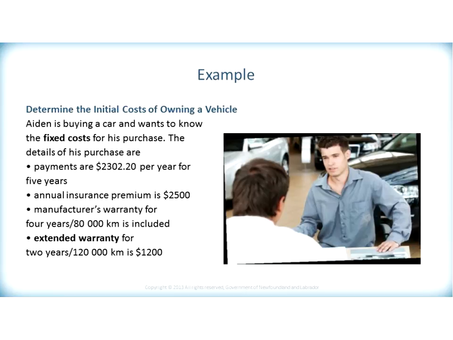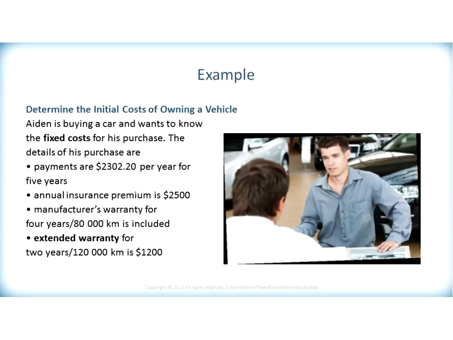Okay, we're going to look at a couple of examples now, looking at the differences between fixed and variable costs in a car. Aiden is buying a car and wants to know the fixed costs for his purchase. The details of his purchase are: he makes payments of $2,302.20 per year over 5 years. His annual insurance premium is $2,500.